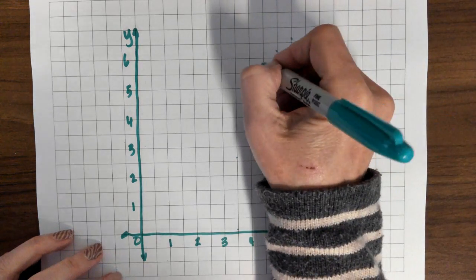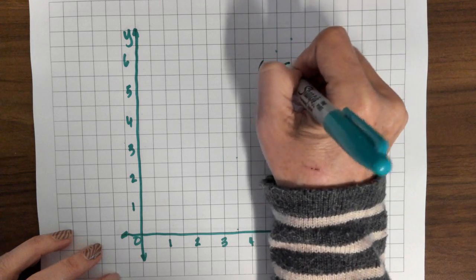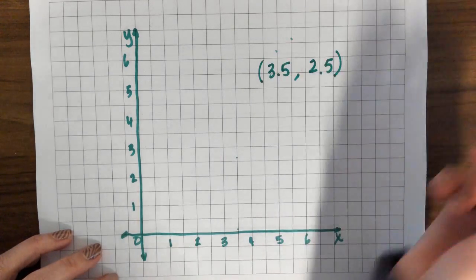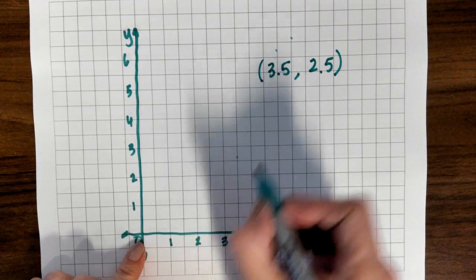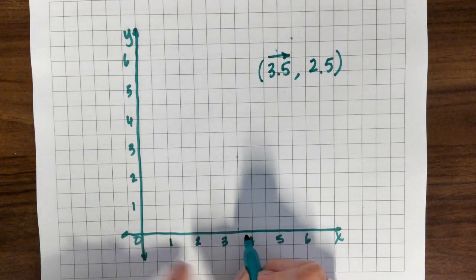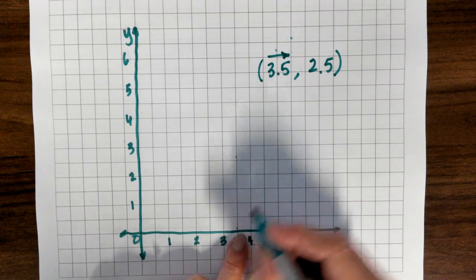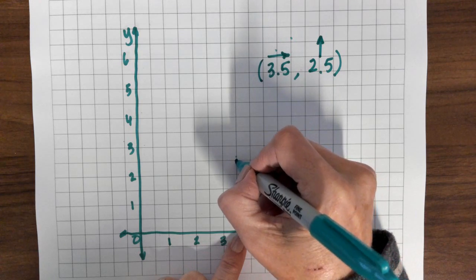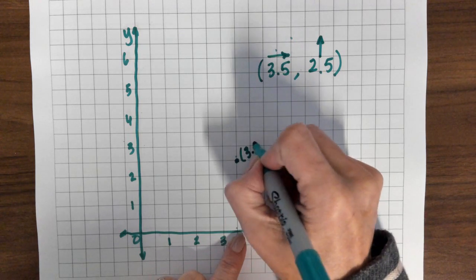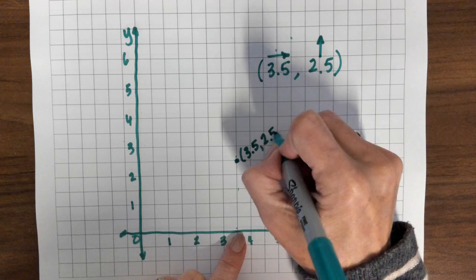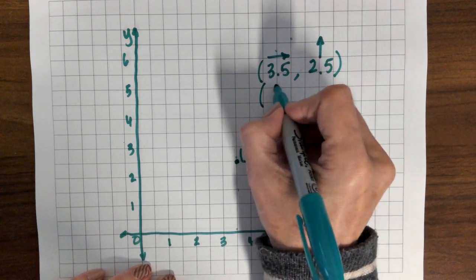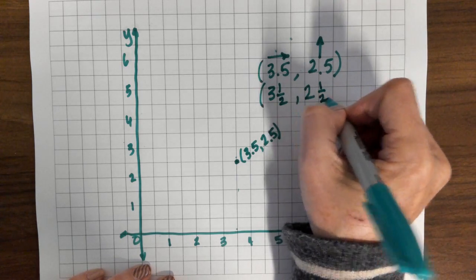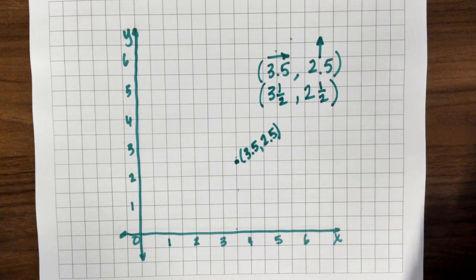So if I'm trying to graph the point 3 and 5/10, comma, 2 and 5/10, I would go horizontally to 3 and 5/10, or 3 1/2, and then I would go vertically to 2 and 5/10, or 2 1/2, and I would label my point. I would also want them to know that that's the same as 3 and 1/2, 2 and 1/2. So they've got to know it both ways.